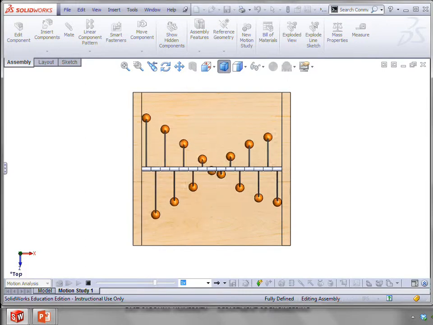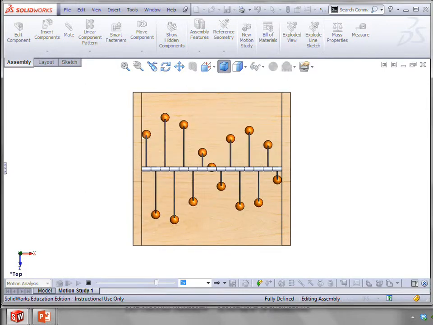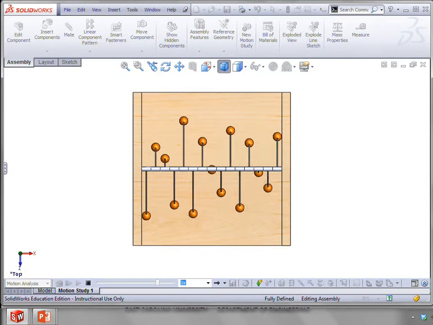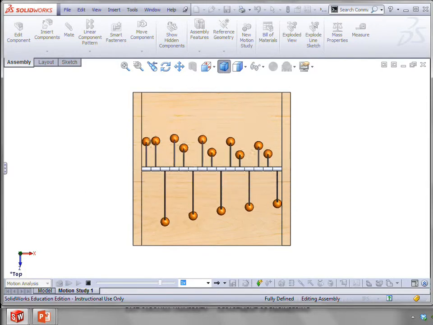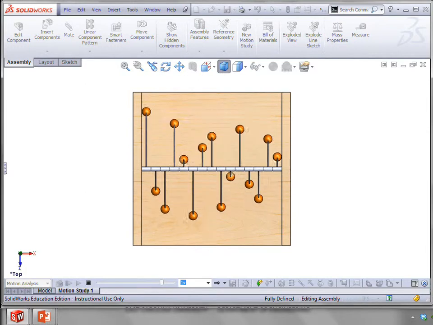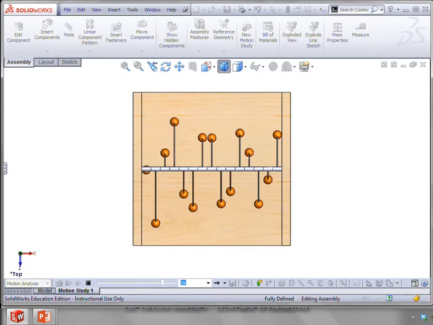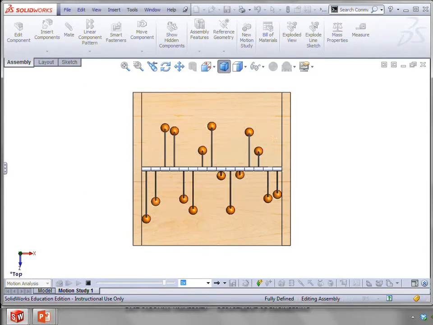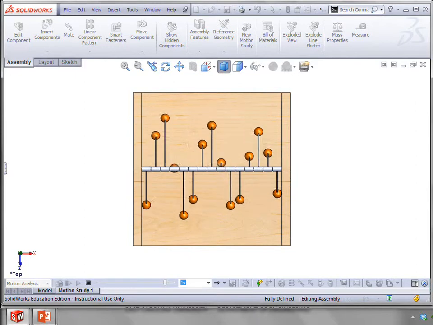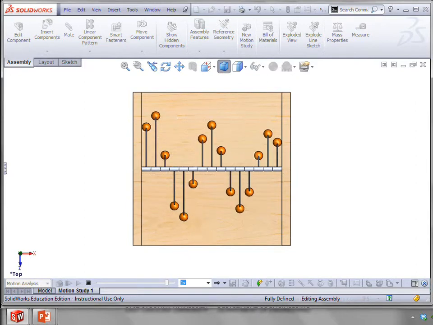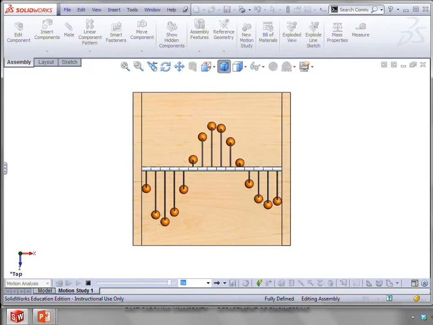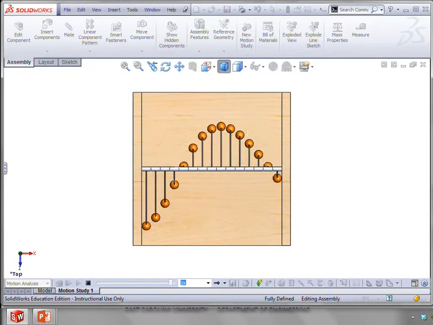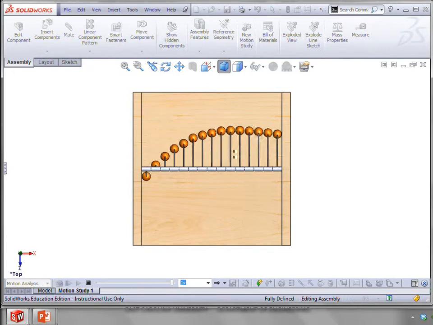Right there is about the 30-second time period when half of them will be on one side and half on the other. And we're approaching the end where they'll all end up back where they started from.